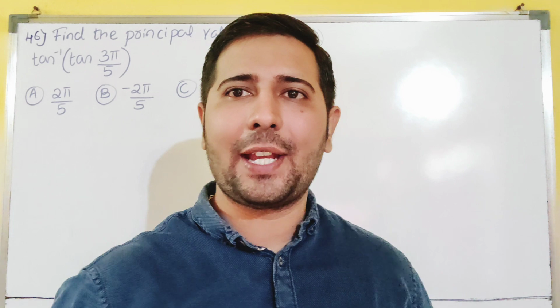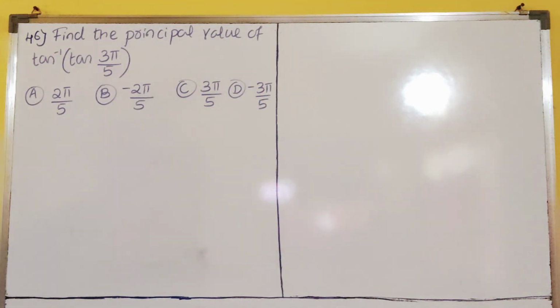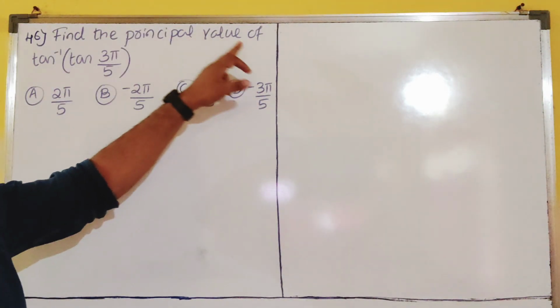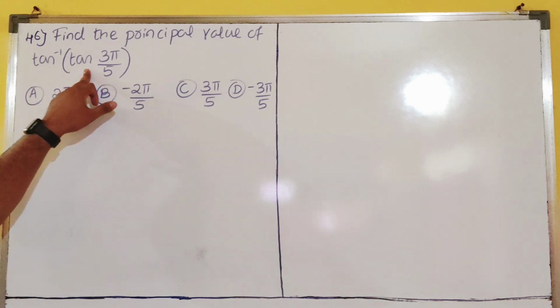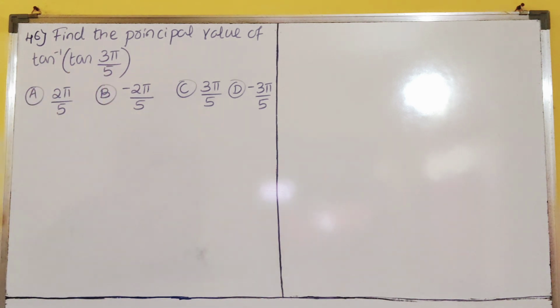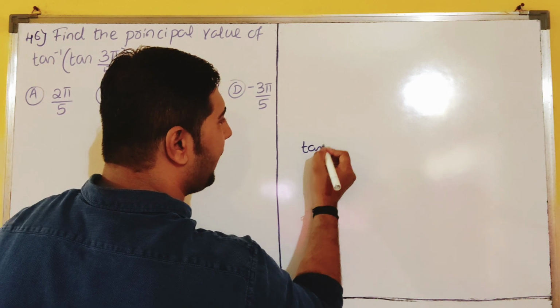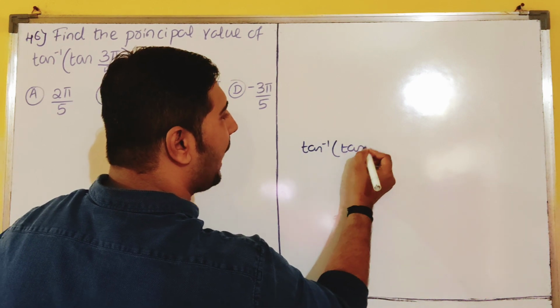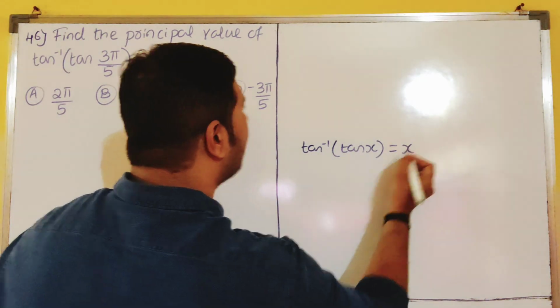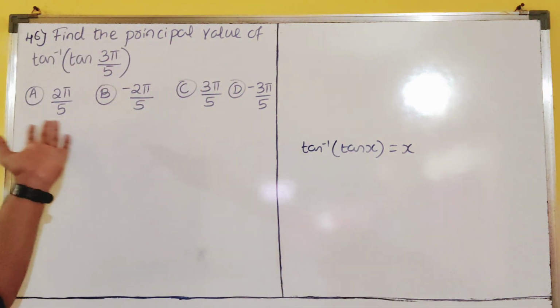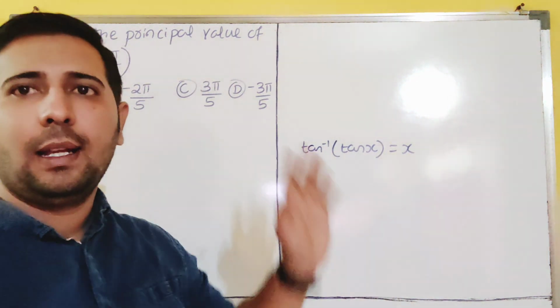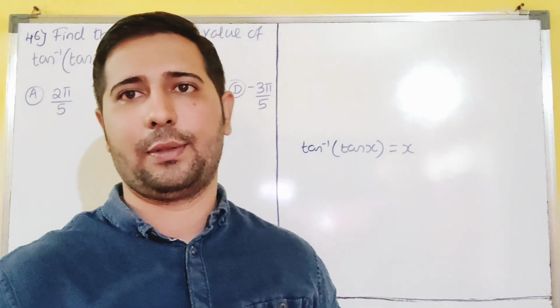Let us see the next question, dear students. Question number 46. Find the principal value of tan inverse of tan 3 pi by 4. Now, maximum, dear students, you will write like this. I have seen many of them. Tan inverse of tan x is what? x only. So our answer is 3 pi by 4, C is the correct answer, and you will get directly 0 marks, dear students.